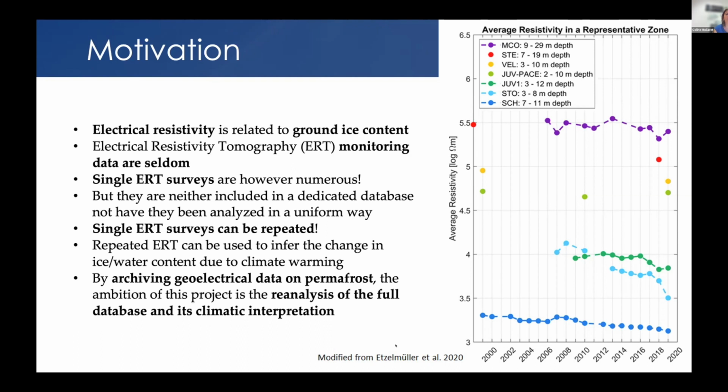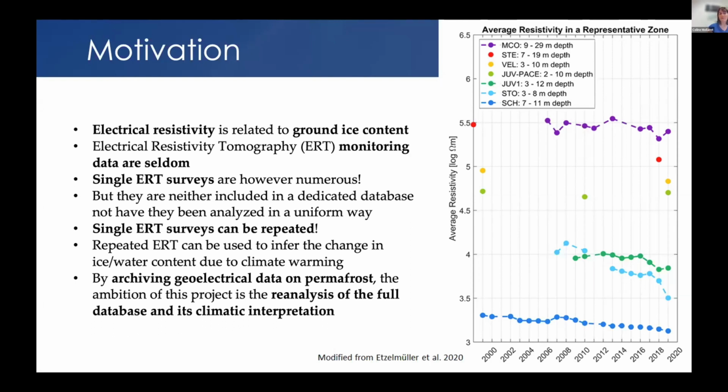Electrical resistivity is a property which is related to ground ice content, which is a key parameter in permafrost science. Monitoring, so ERT monitoring or resistivity monitoring is still rare, even if there are more and more monitoring initiatives around the world. So on the right, you can see some example of annual measurements. So from this, we can actually infer changes in ice or water content, but there are only very few. But however, there are many more single ERT surveys, like hundreds, several hundreds around the world, but they were not included in the database, so they were not accessible actually.